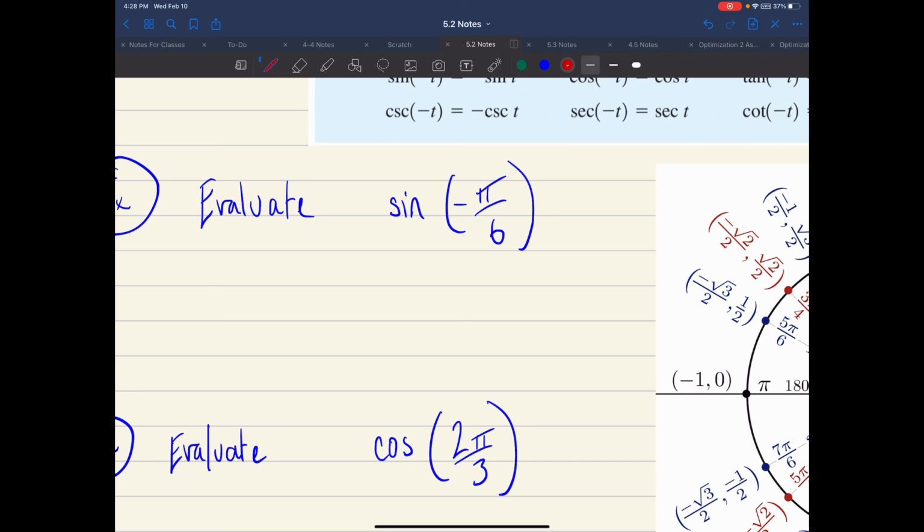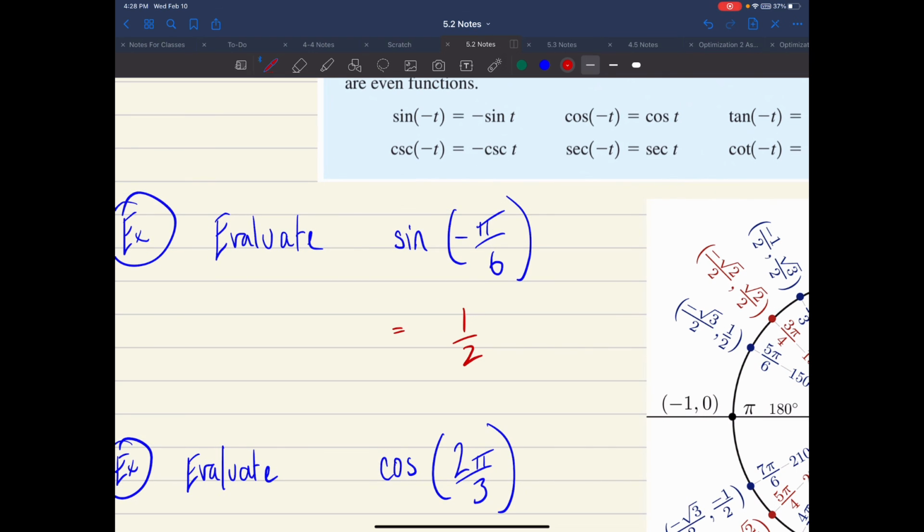Sine of negative pi over 6. Well, from experience, I know that's the y coordinate at pi over 6, which is 1/2. Okay, so I know this is 1/2 to start if I ignore the negative sign. Since that negative sign, if you look at the property, it comes out to the front. This is negative 1/2, too.